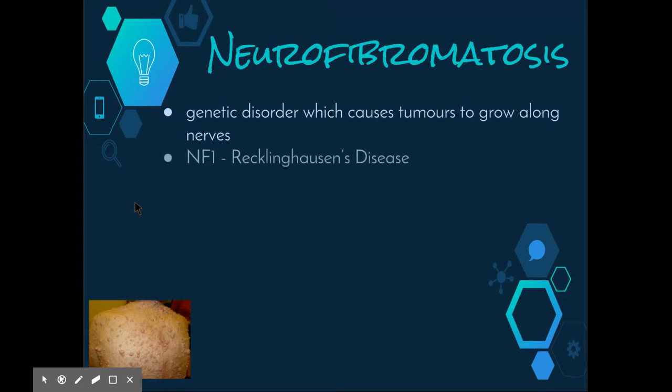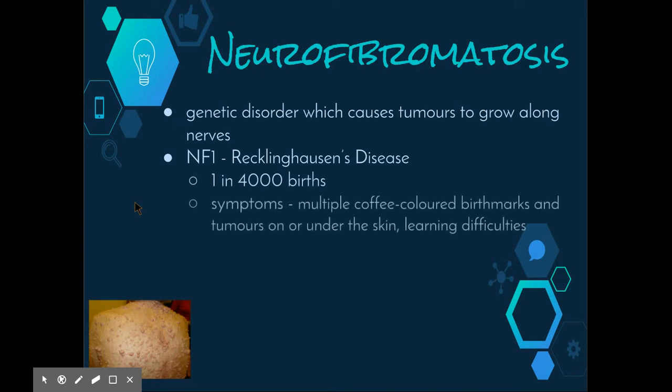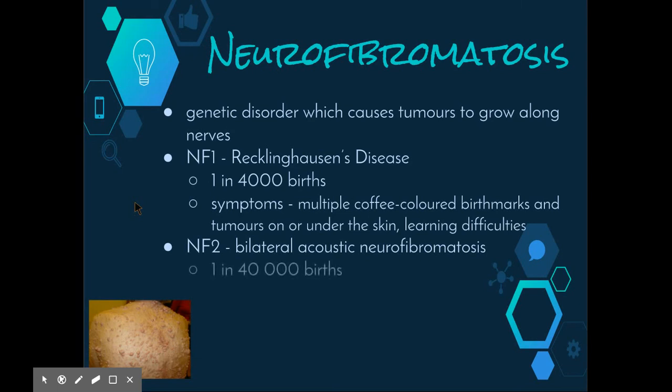So Neurofibromatosis 1, known as Recklinghausen's disease, occurs in 1 in 4,000 births. Some common symptoms include multiple coffee-coloured birthmarks and tumours on or under the skin. Tumours may develop on the brain and spinal cord, and up to 50% of people with this disease will have learning difficulties.